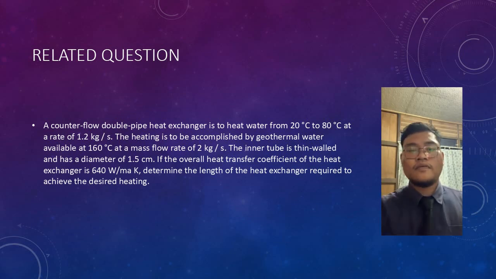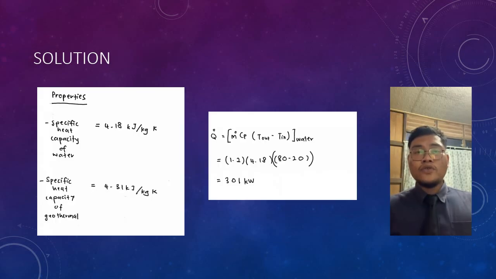Okay, let's move to the solution. Before we go through the math, we need to make a few assumptions. First, based on the question, we assume that steady operating conditions exist. Then the heat exchanger is well insulated so that heat loss to the surroundings is negligible. Then changes in the kinetic and potential energy of the fluid streams are negligible. Last, there is no fouling, and the fluid properties are constant.